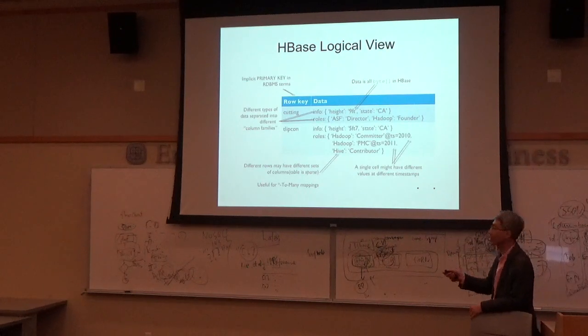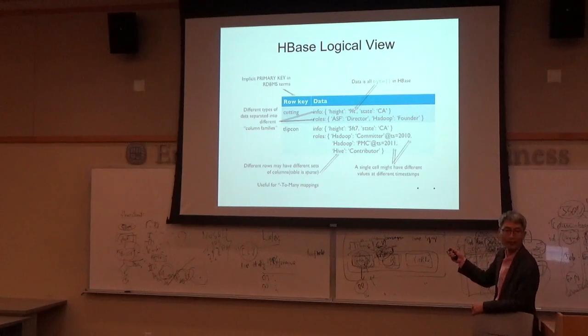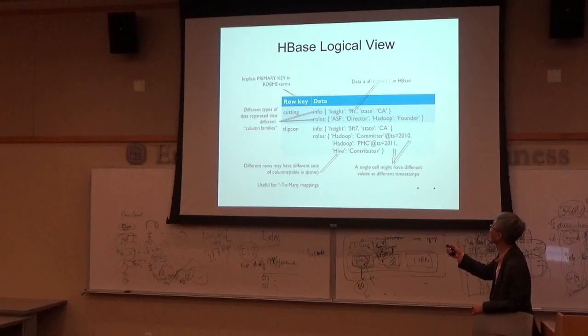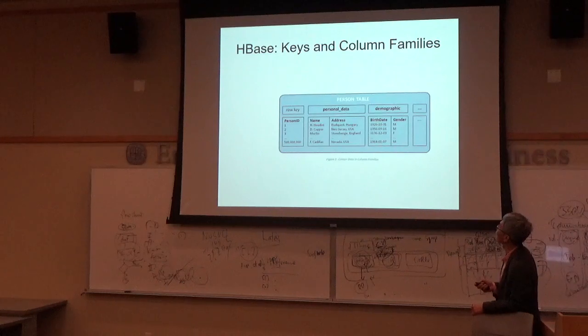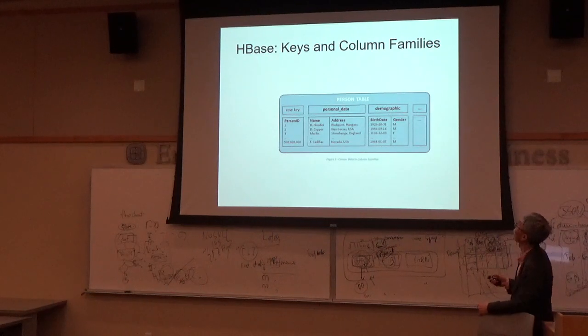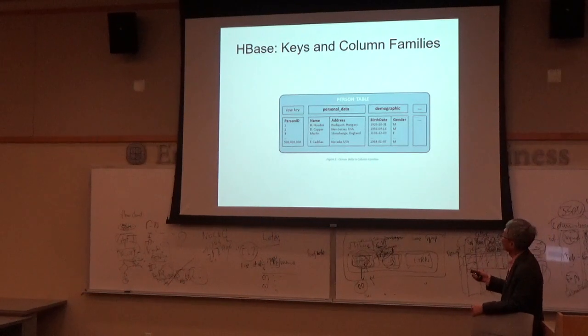When you access the data, you need to specify row key, column family, column name, and also version, timestamp. Then finally you can get the committer data like this when you access the data. Okay, so this is another view of the column-based database model.